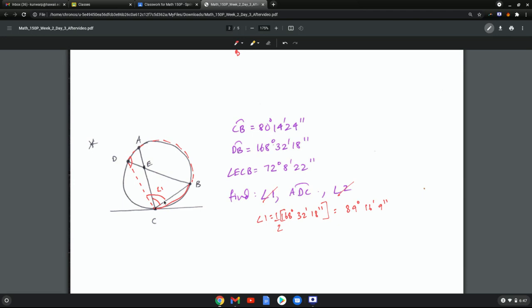But I know angle ECB is 72 degrees, 8 minutes and 22 seconds. So I can find angle, let's call it ECD, as angle 1 minus angle ECB, which will give me this small angle here. Now if I have this small angle here, I can use that to find angle ADC, because that's our end goal.